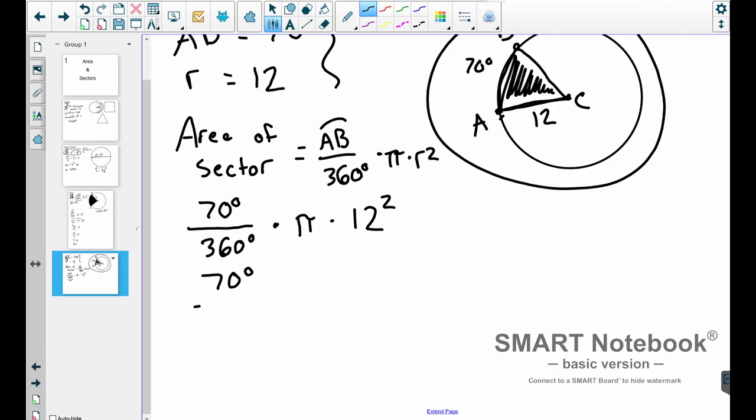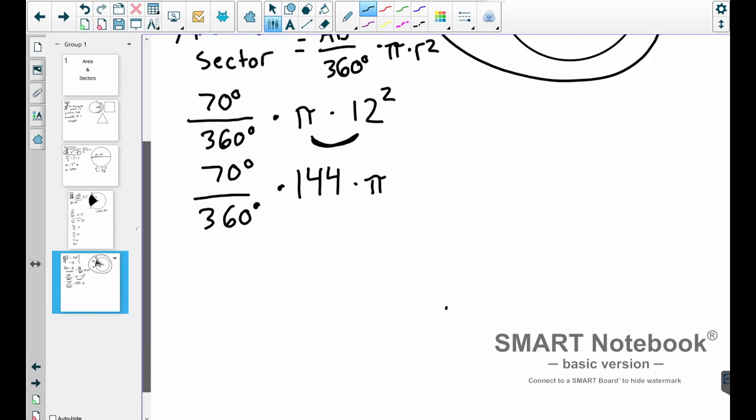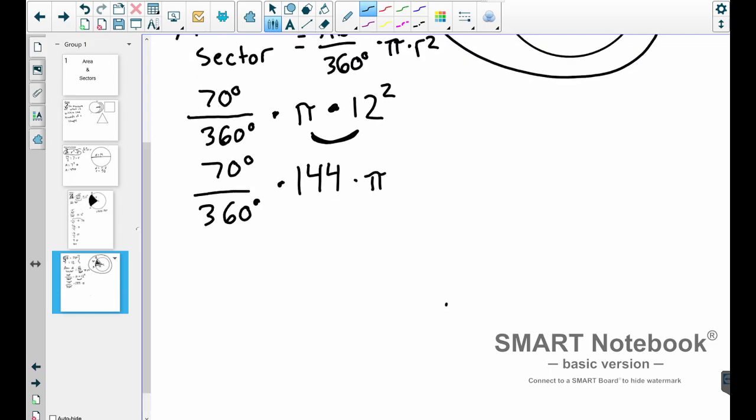So then we're left with this. 70 degrees over 360 degrees times 12 squared, which is 144, times pi. And I moved these two around just because we always like to leave that pi alone. So don't worry about that pi. If it comes out in the middle, it comes out in the middle, but you can always push it to the end when it comes to a step like this. So then we just got to reduce our fraction and multiply, and we're good.